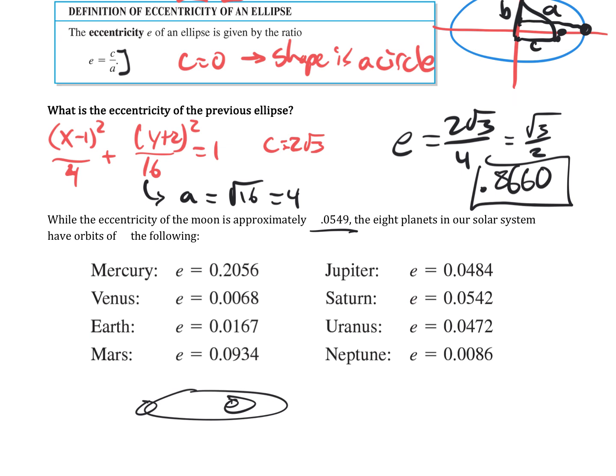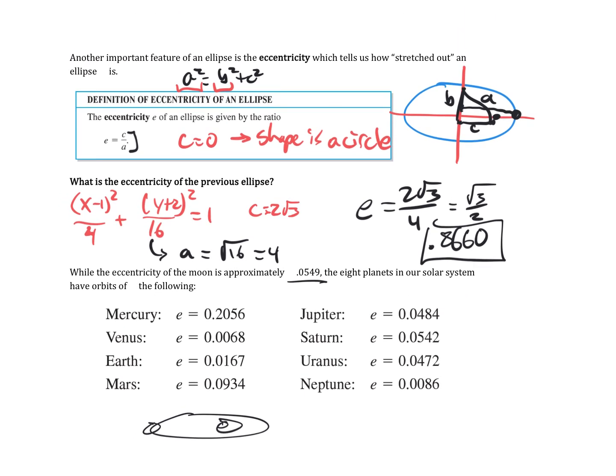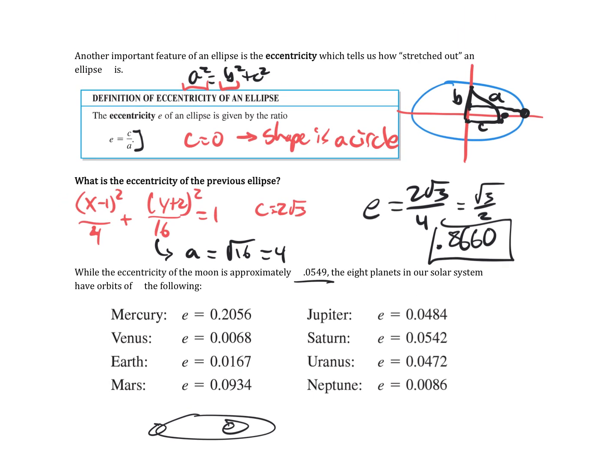So, anyways, those are the main features of an ellipse. Eccentricity tells us how stretched out it is. The major axis a is the longest distance, so the semi-major axis is a. b is the semi-minor axis. c is the focal distance from the center to the foci.